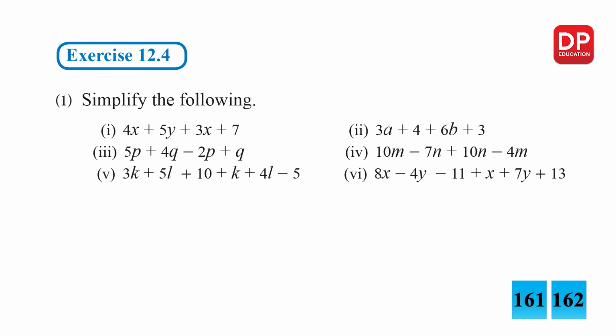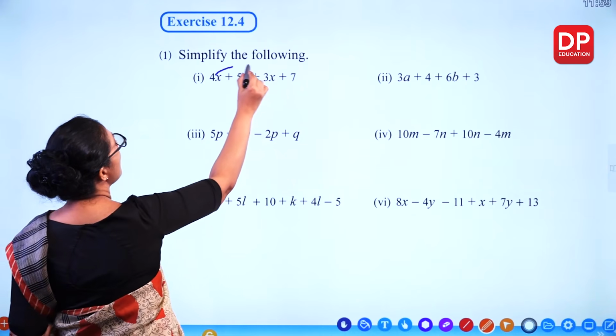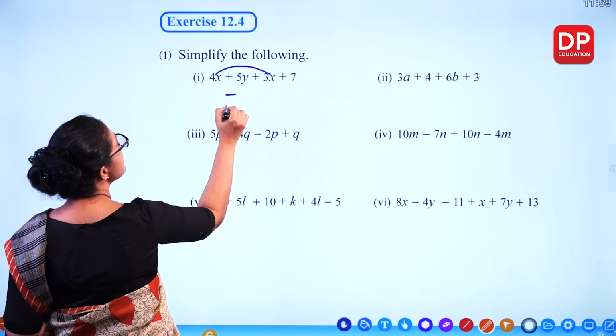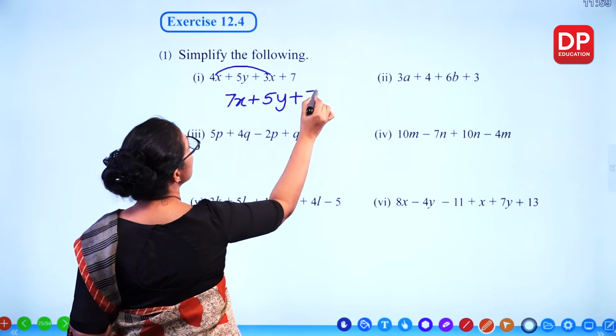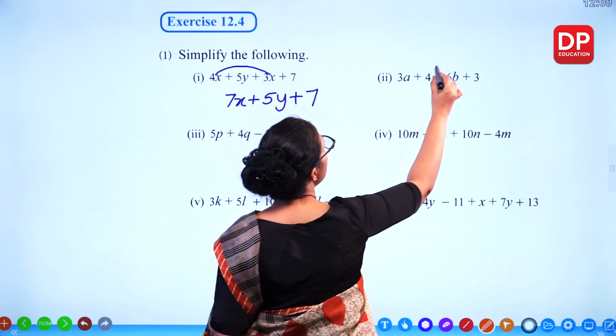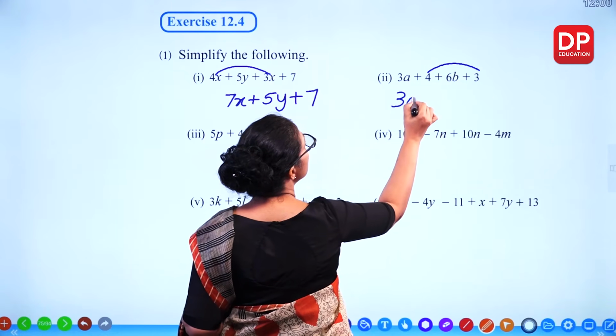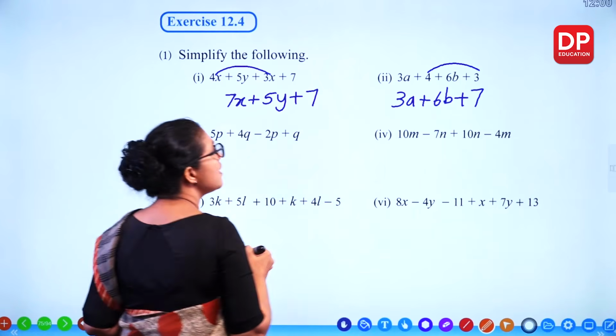Exercise 12.4, simplify the following. So we can add like terms. I'll add straight away 4x plus 3x, 7x. And you can't add 5y and 7. This one, only 4 and 3 you can add. 3a plus 6b plus 7. 4 plus 3, you get 7.